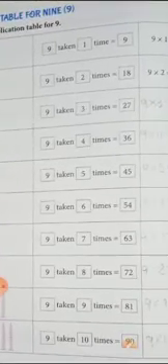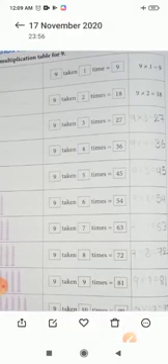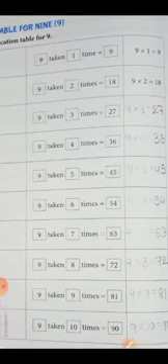Multiplication table for 9. Now let's see the multiplication table for 9. 9 taken 1 time is equal to 9. Write in the multiplication form: 9 into 1 is equal to 9. 9 taken 2 times is equal to 18. 9 into 2 is equal to 18. 9 taken 3 times is equal to 27.